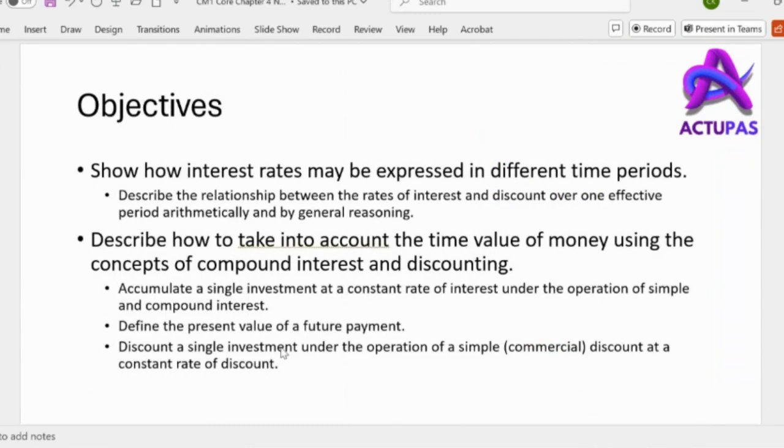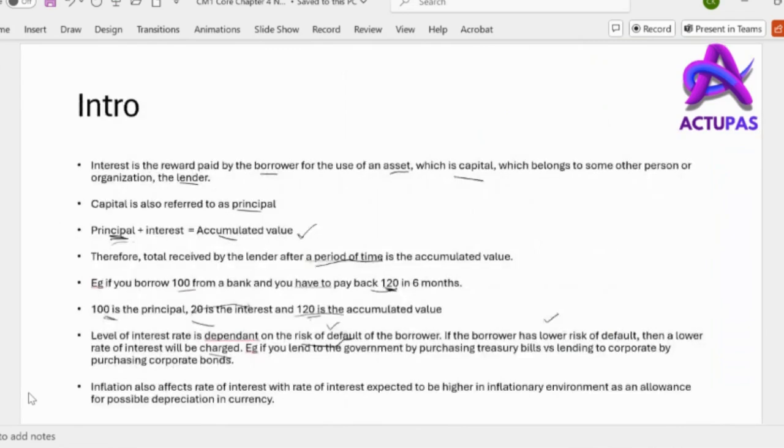That is, describe the relationship between the rates of interest and discount over one effective period arithmetically and by general reasoning. Then describe how to take into account the time value of money using the concept of compound interest and discounting. That would include accumulate a single investment at a constant rate of interest under the operation of simple and compound interest, define the present value of a future payment, discount a single investment under the operation of a simple discount at a constant rate of discount.